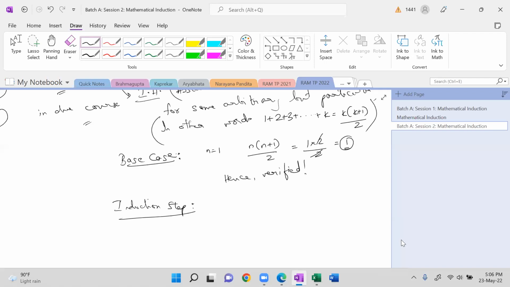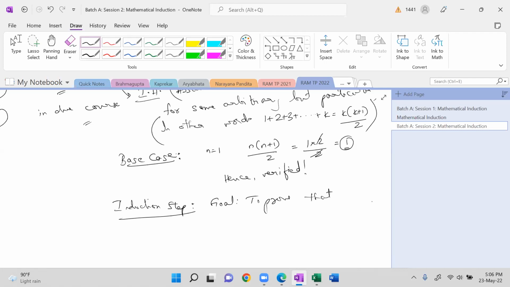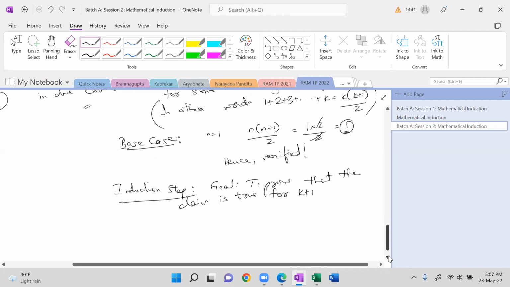Deepthi, can you help me with induction step? What should I prove in the induction step? A goal will be to prove that n into n plus 1 upon 2 works for k plus 1. Very good. That is a good start. So if I can write it this way, to prove that the claim is true for k plus 1.